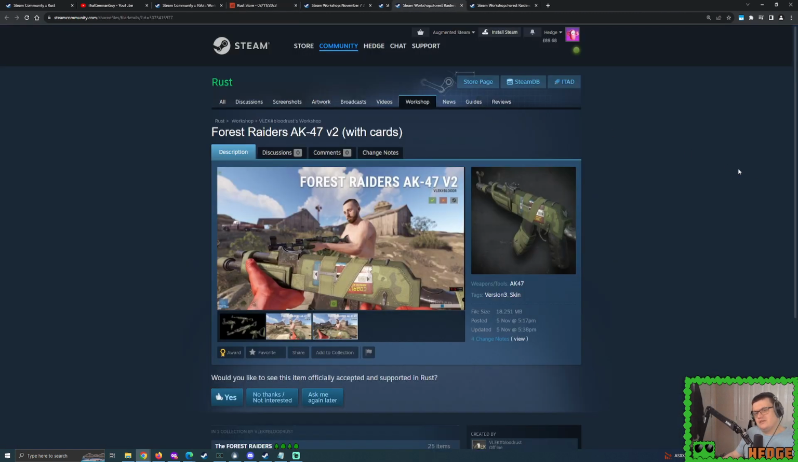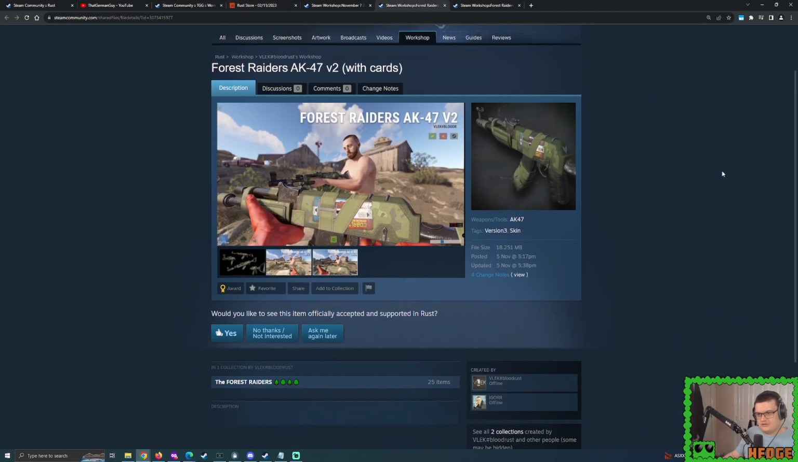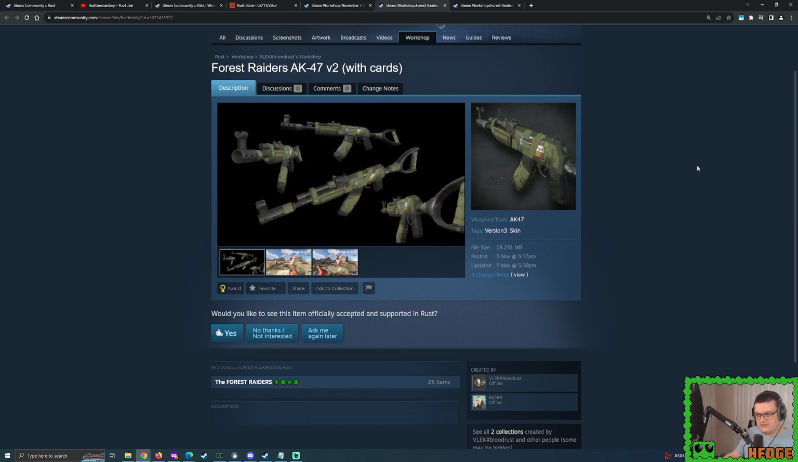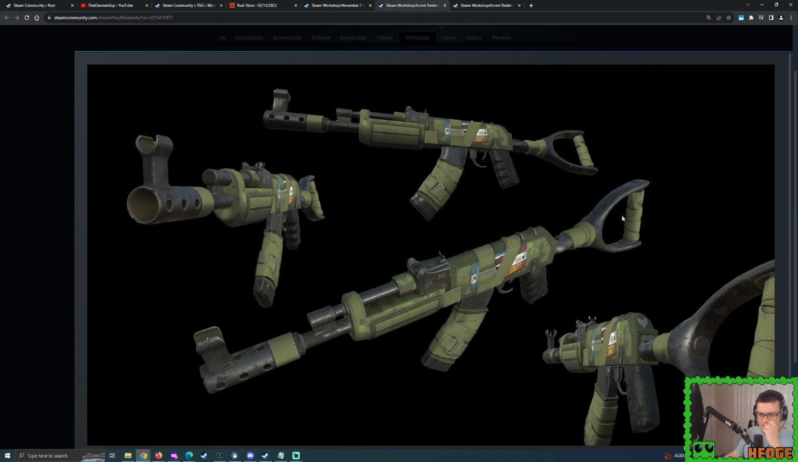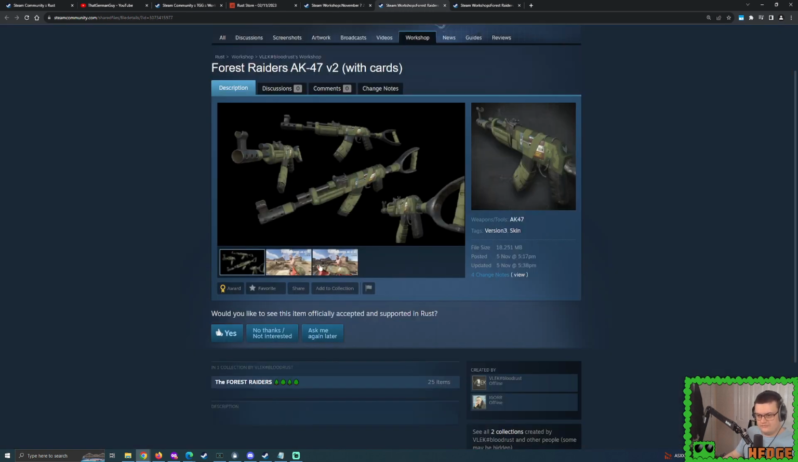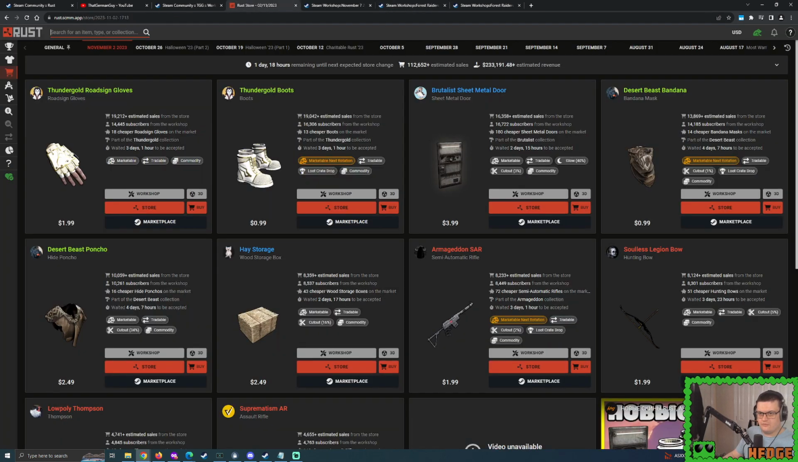But this one is a little bit different. This could potentially become the next Forest Raider skin to be accepted. This right here is the Forest Raiders AK-47. Now, I should point this out. This isn't the first attempt. This is a version 2. We've seen this being submitted before, so let's go take a look.